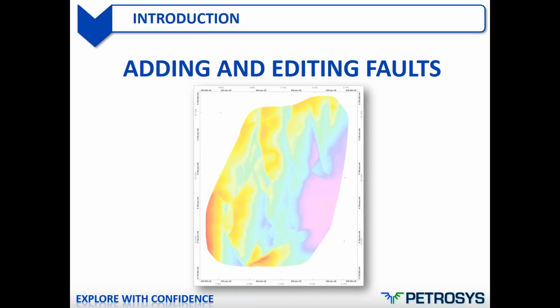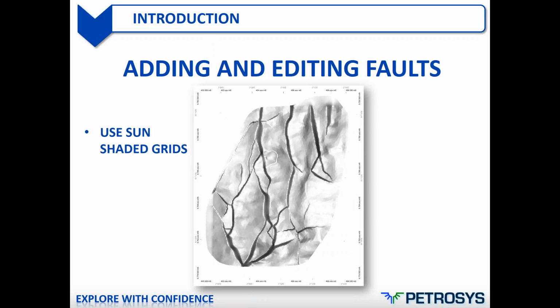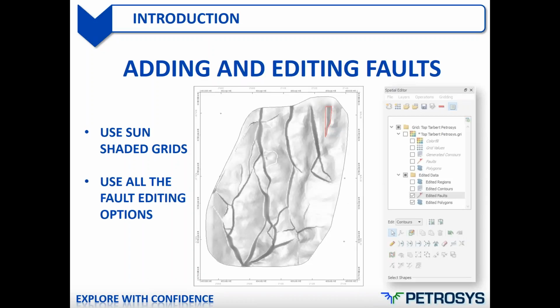And one of the main tools to do this is the sunshaded grid option that we have in Petrus. So if I flick to an example of that, using the same grid and using a sunshaded grid, it's much easier to infer the presence of faults based on slope change and based on the shadow effect from a light source.